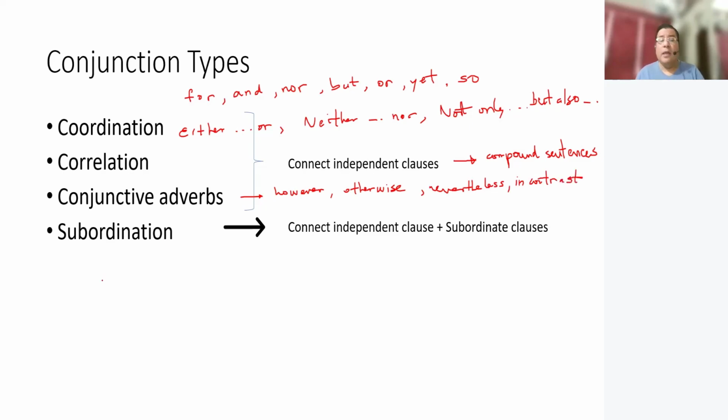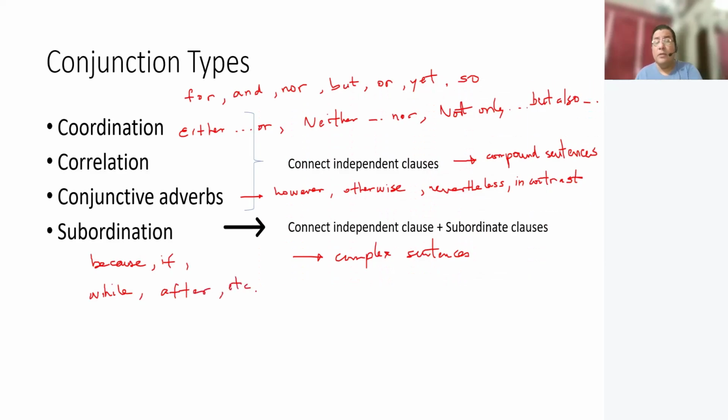Finally, we have a 4th type, subordination conjunctions, that are used to connect an independent clause with 1 or more subordinate clauses, and thus assembling what we call complex sentences in written English. Here we have expressions such as because, if, while, after, etc.